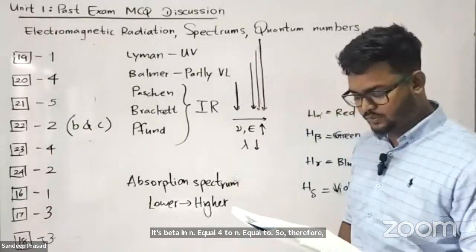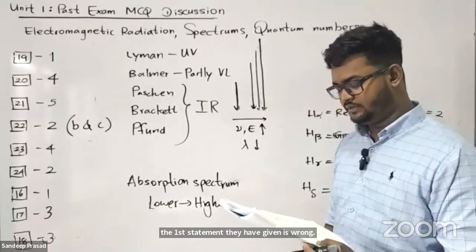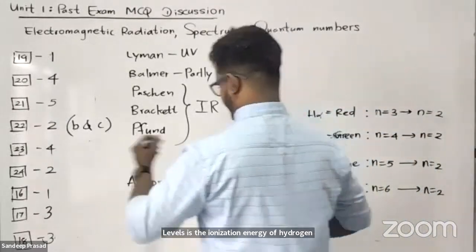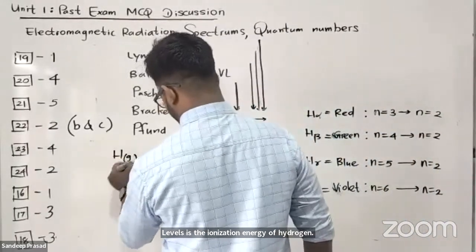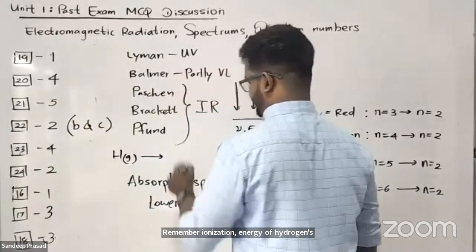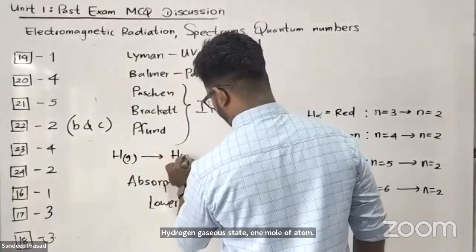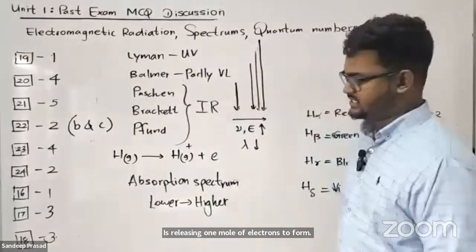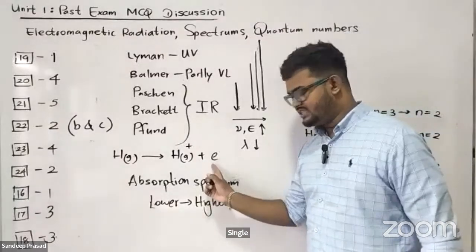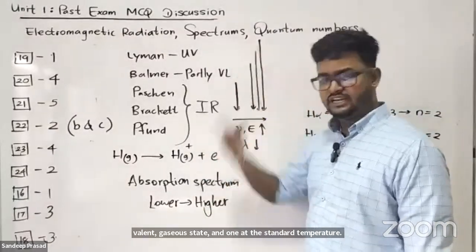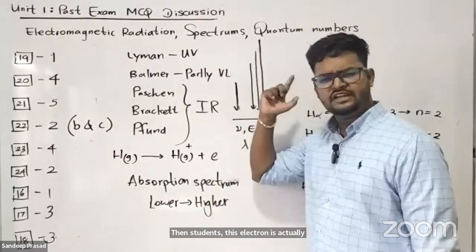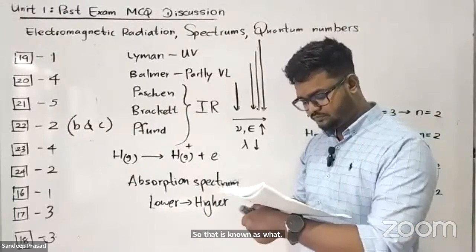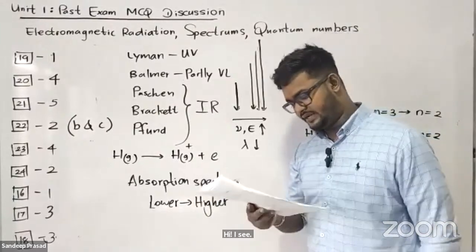The energy difference between n equal infinity to n equal 1 levels is the ionization energy of hydrogen. Yes, friends. Remember, ionization energy of hydrogen means hydrogen in the gaseous state, 1 mole of atoms, releases 1 mole of electrons to form a singly charged gaseous cation at standard temperature and pressure. Then students, this electron is actually removed to the infinity level. This is going to the infinity level. So that is known as what? Ionizing. So yeah, B is correct.